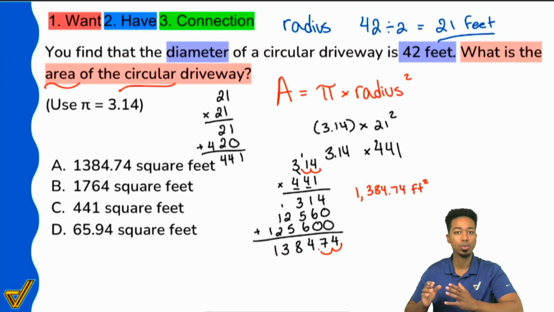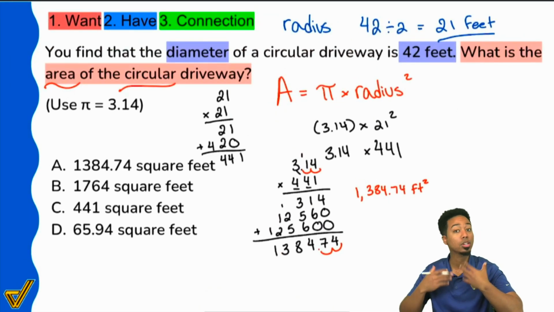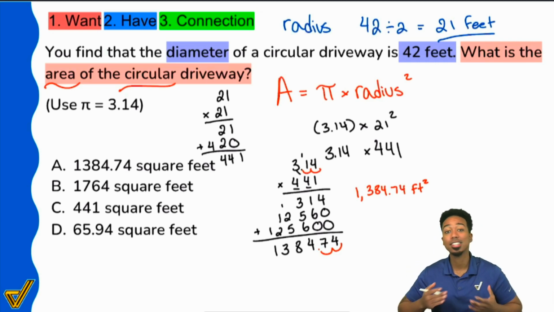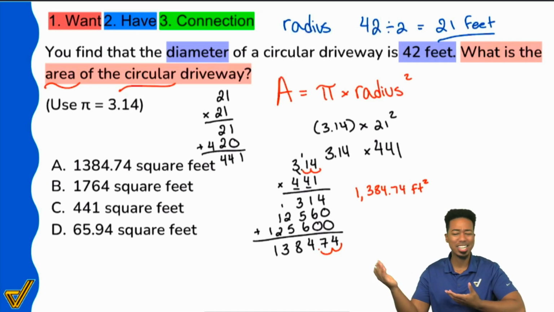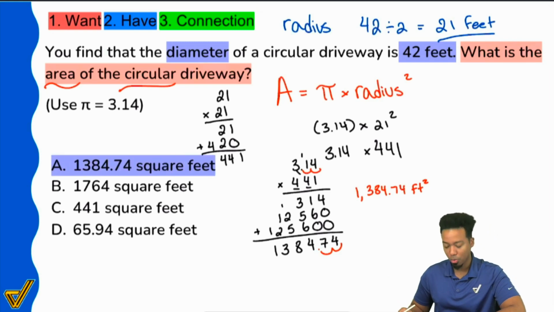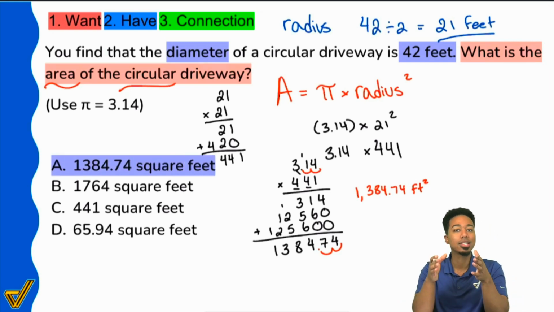Notice how I worked through that. I didn't try to work through that insanely fast. I was trying to explain as I worked, showing you that with practice comes that confidence. But you can't sit here and say that it's impossible for you just because you didn't get it right the first time. Our answer here, the correct answer, will be A, 1,384.74 square feet, and you can get this done too.